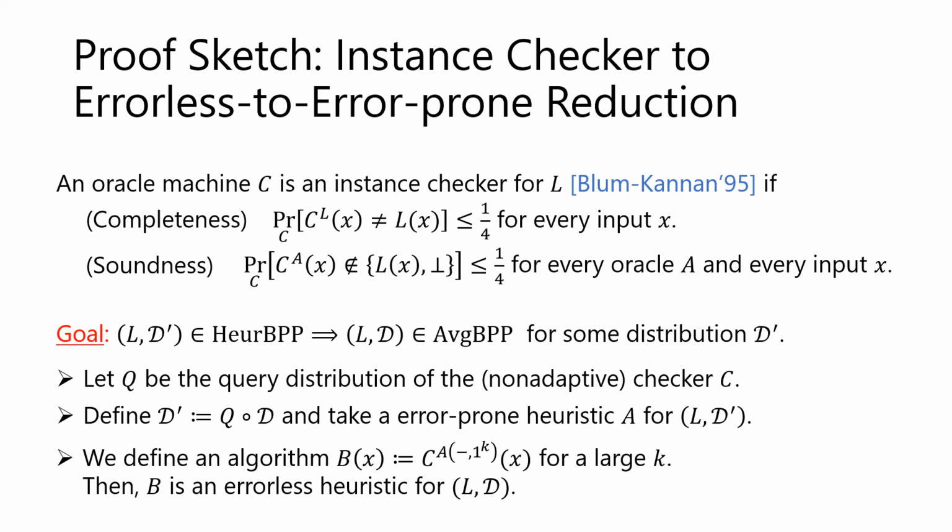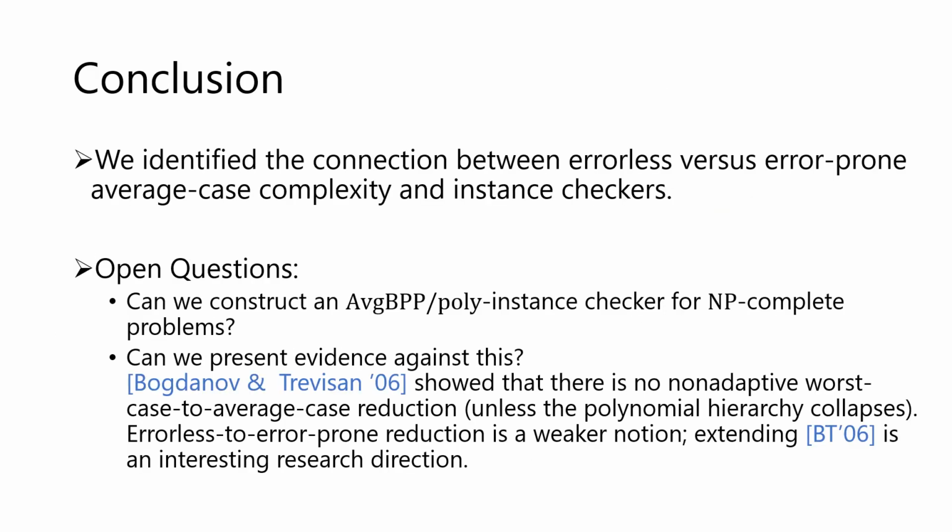Now I'm going to explain briefly why this is an errorless heuristic. The reason why B is correct with high probability follows from the completeness of the instance checker. By using a union bound, we can guarantee that all the queries produced by the checker can be answered correctly by using the error-prone heuristic A. So that's why B is correct with high probability. Similarly, we can prove that B is errorless by using the soundness condition. So this is why we can get the reduction from errorless complexity to error-prone average case complexity by using an instance checker. To conclude this talk, we have identified the connection between errorless versus error-prone average case complexities and instance checkers.